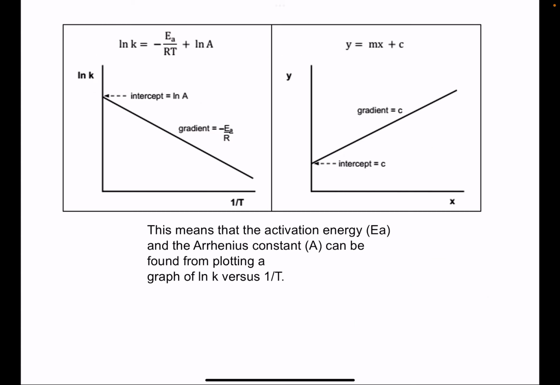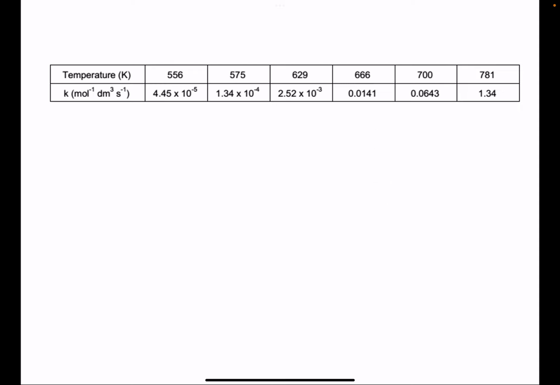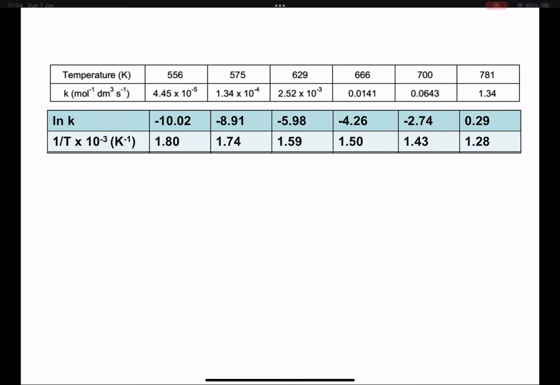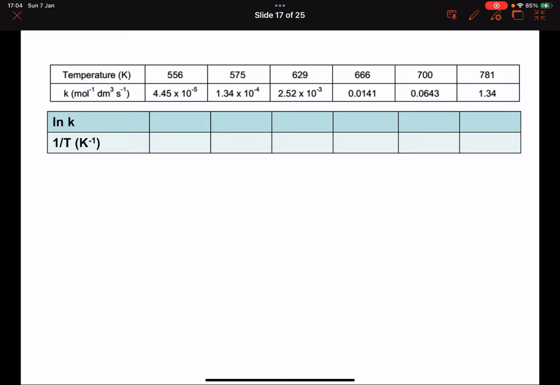Okay, let's show you an example. So this means the activation energy and Arrhenius constant can be found from plotting the graph. You can work out natural log of A from there. You can work out activation energy from the gradient of the graph. Here's an example. We're given temperature, we're given k. So what we have to do here is add another two rows to the table in which we work out natural log of k, and we work out 1 over T.